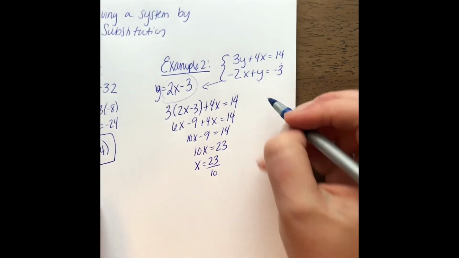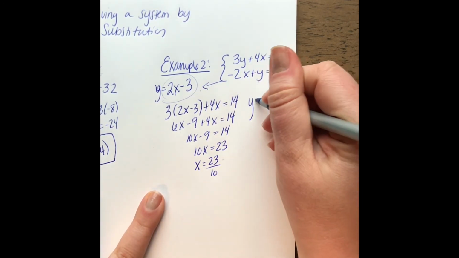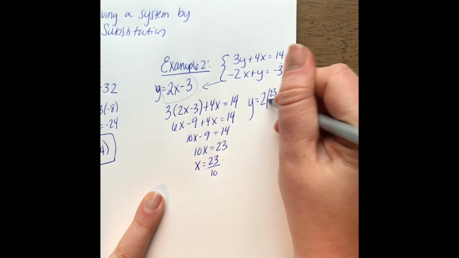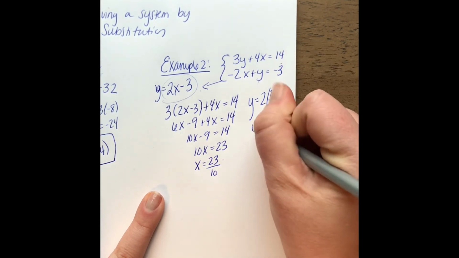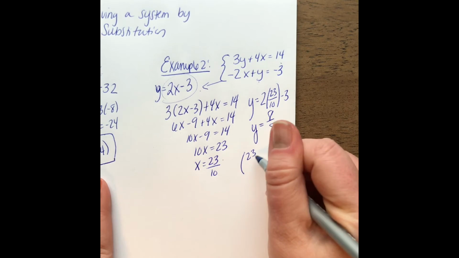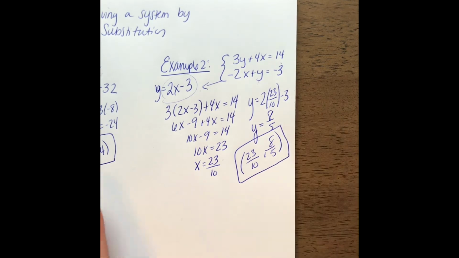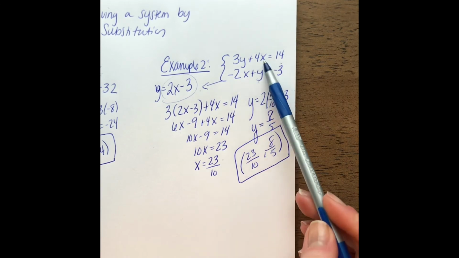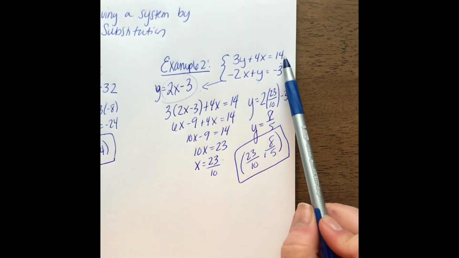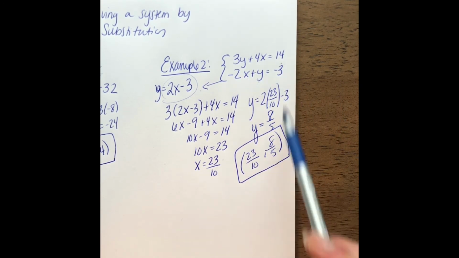Awesome, so now let's plug that in for y. If we have this equation y equals 2x minus 3, we're going to plug this into that equation for x. y is equal to 2 times 23 over 10 minus 3. And when you do that, you're going to get 8 over 5. Good. So our answer is 23 over 10, comma, 8 over 5. Perfect. And again, because you're getting these one solutions, you can double check. If you plug this value in for x here and this value in for y here, you get 14. When you plug this in for x and this in for y, if you don't get 3, you made a mistake, but you do get a true solution for both of them. So both of those work.